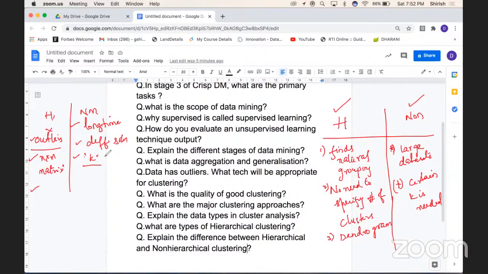Right? So it is good in its own way. Initial partition is what? Because you want to know upfront that these are my resources availability, so I want these many clusters. That time you go for k-means. Right? You don't have any other idea, you don't have anything, so you go for hierarchical.